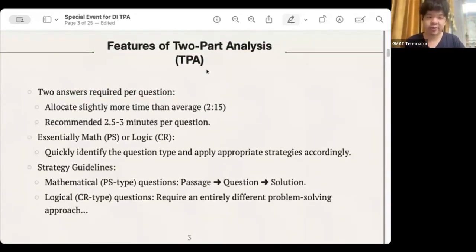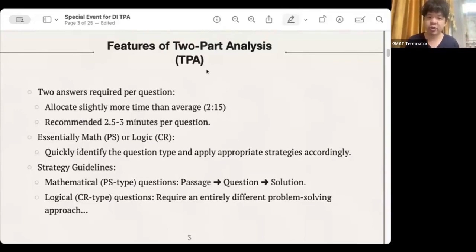The second thing to be aware of is that TPA itself actually has 2 types. One type is math-oriented TPA, and the other type is logic-oriented TPA. We can simply call them math-related or non-math related. You can actually see this reflected in your score report. When you open your score report, there's a table that shows the type of each question. For the 2-part section, it will indicate whether it's math-related or non-math related.